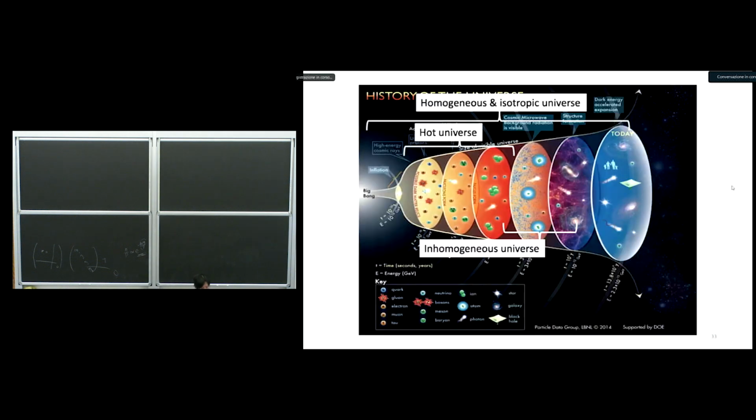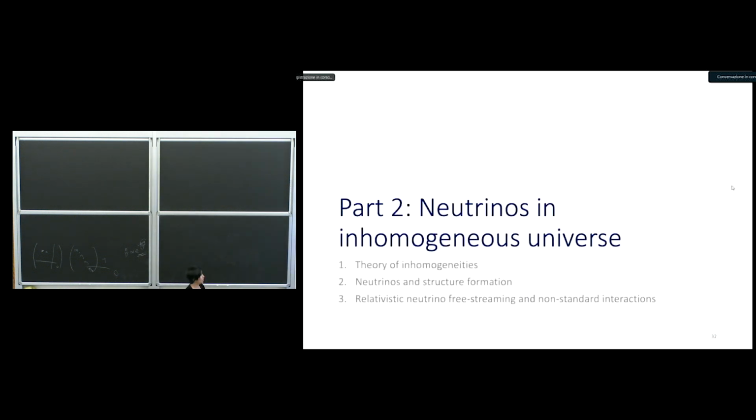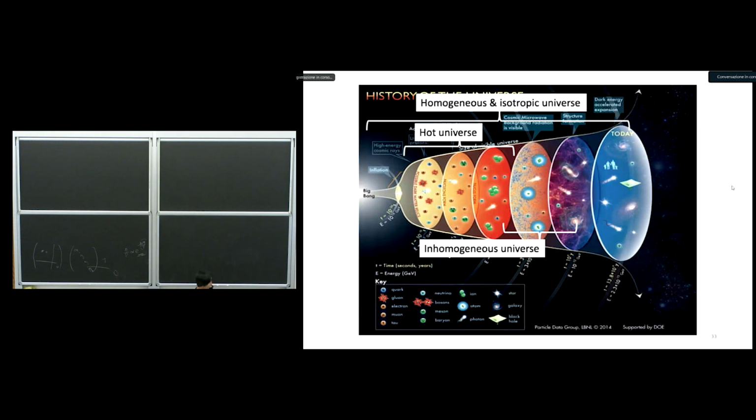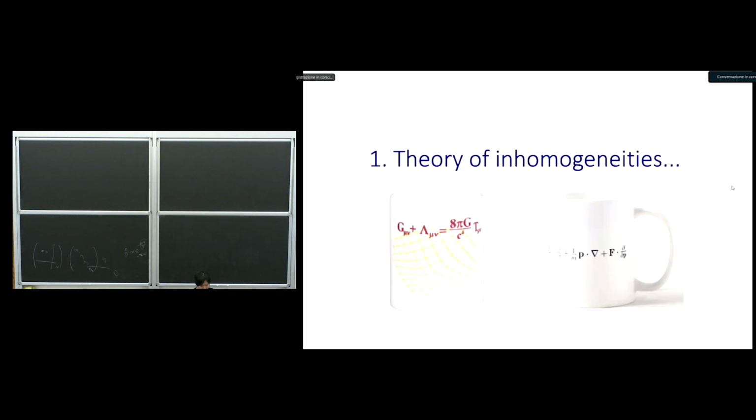Right. So part two, I am going to talk about neutrinos in an inhomogeneous universe. So you can see the progression of things. I'll say a bit about the theory of inhomogeneities today, and then tomorrow I'll talk more about how they apply to neutrinos and structure formation and other things. We're looking at what happens around the CMB epoch and large-scale structure epoch.